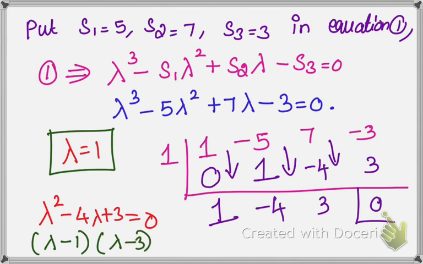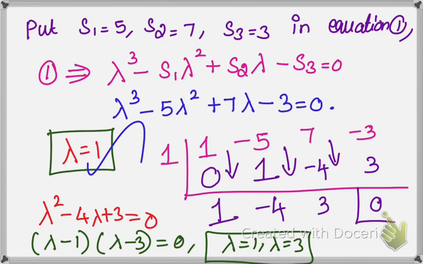Lambda minus 3 equal to 0. If you multiply both minus 1, minus 3, you get plus 3. Next, adding both minus 1, minus 3, you get minus 4. So, comparing both terms equal to 0, you get lambda equal to 1, lambda equal to 3. You have three answers. One is lambda equal to 1. Here, another answer, lambda equal to 1, lambda equal to 3.